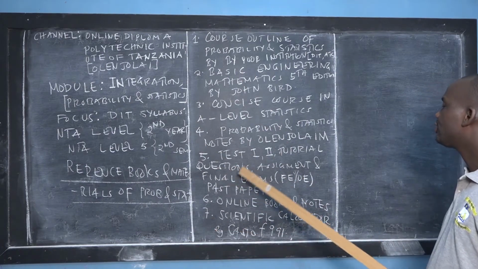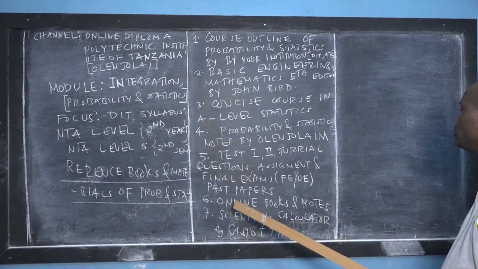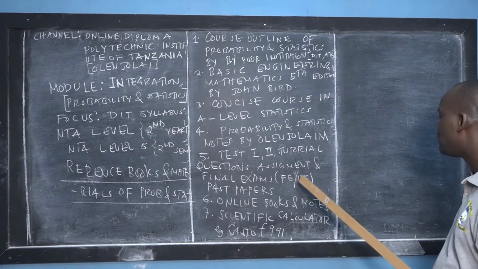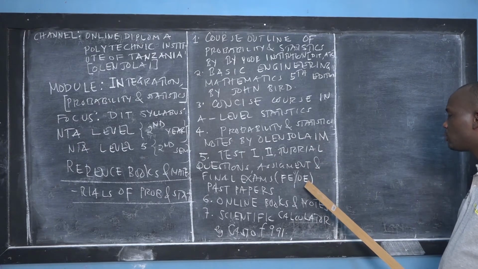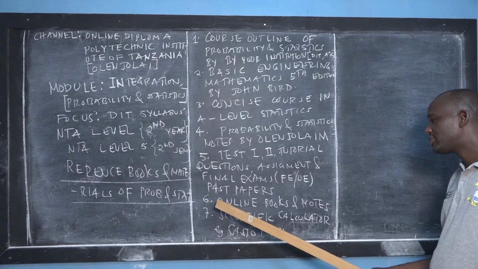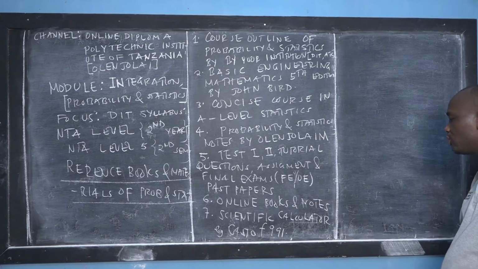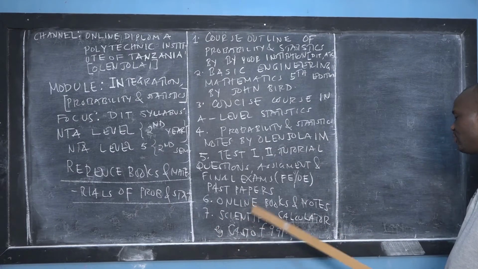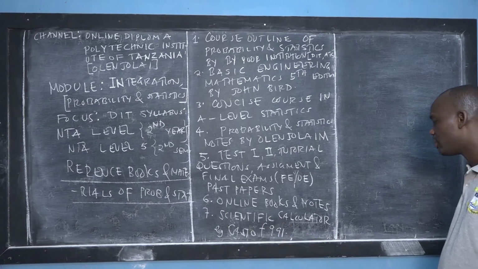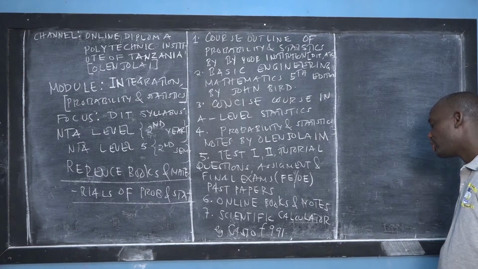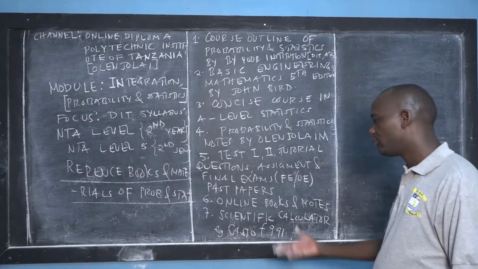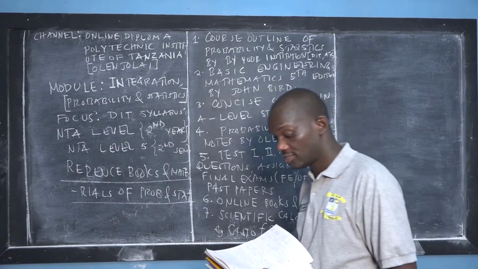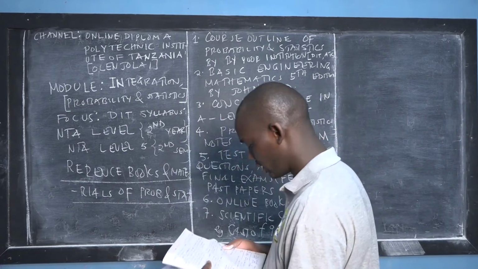Then test one, test two, tutorial questions, assignments, and final exams, past papers. We call them final exams or university exams. Then number six, you can refer to online books and notes. And number seven, you need a scientific calculator, for example Casio function 991. But last, not least, you can also refer to your class notes if they can help you.